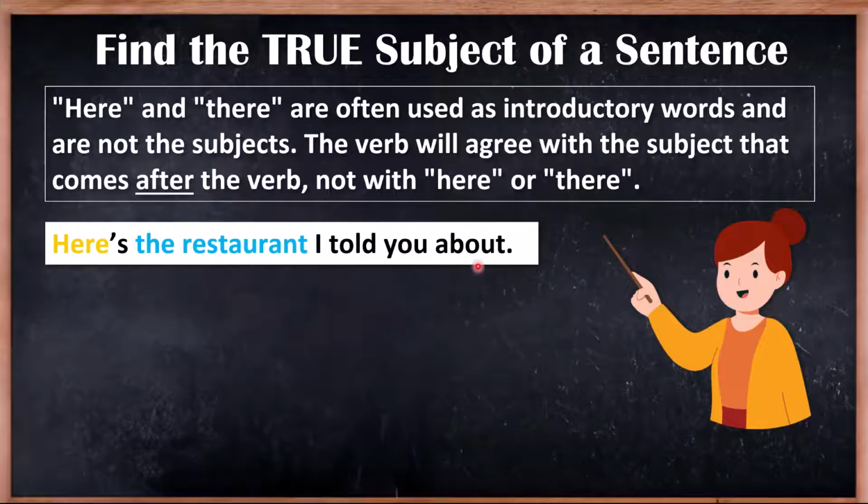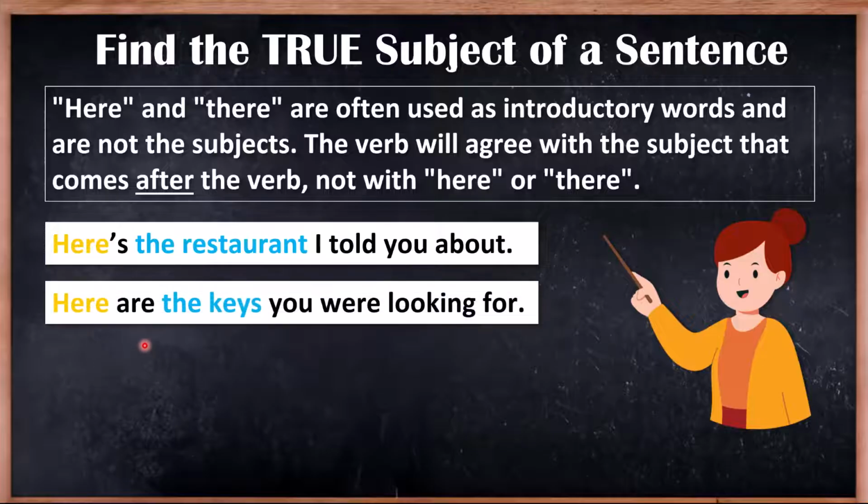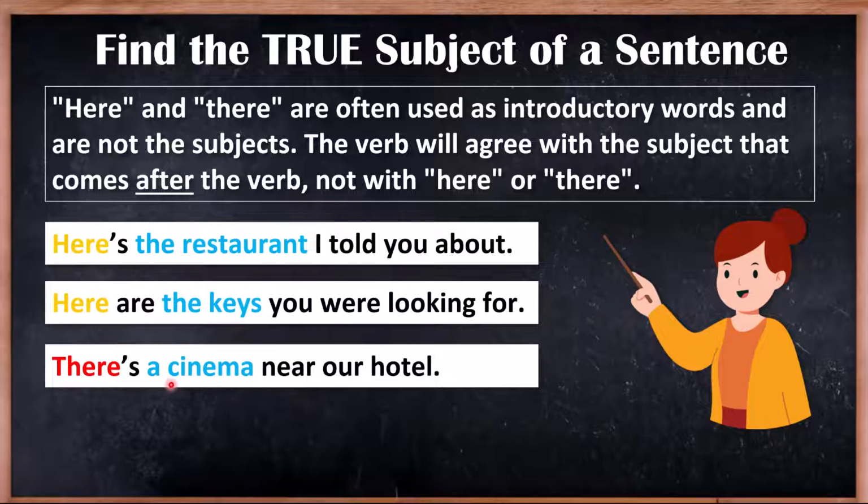Here's the restaurant I told you about. The subject is singular, so we use here's and not here are. Here are the keys you were looking for. The keys is plural, so we use a plural verb. There's a cinema near our hotel. A cinema is singular, so we need a singular verb.